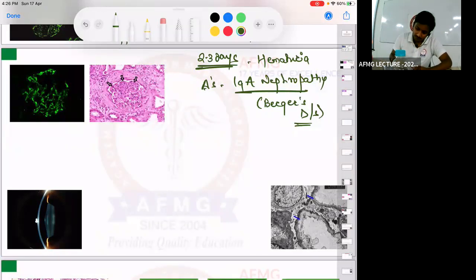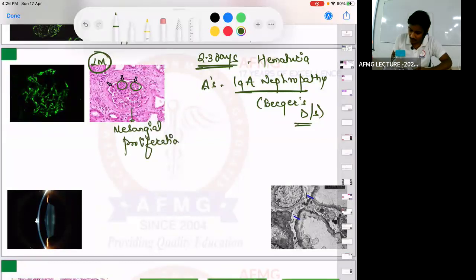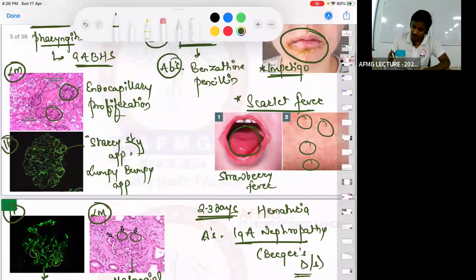If I look at the light microscopic finding of the kidney biopsy, what will I be able to find? There would be mesangial proliferation. So mesangial proliferation is a feature of IgA nephropathy. And on immunofluorescence, what will I be able to see? There would be deposits. Which type of immune deposits? So please remember in PSGN, which type of immune deposits are seen?